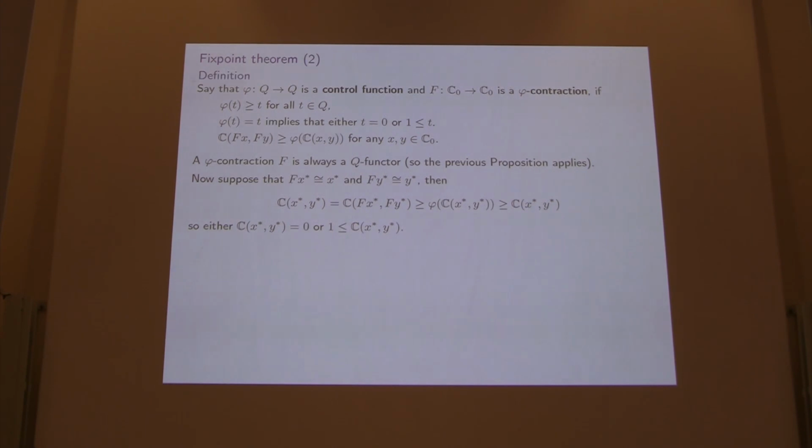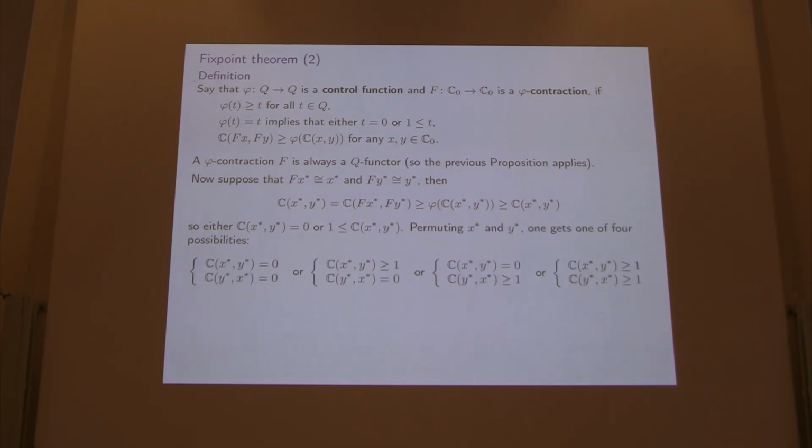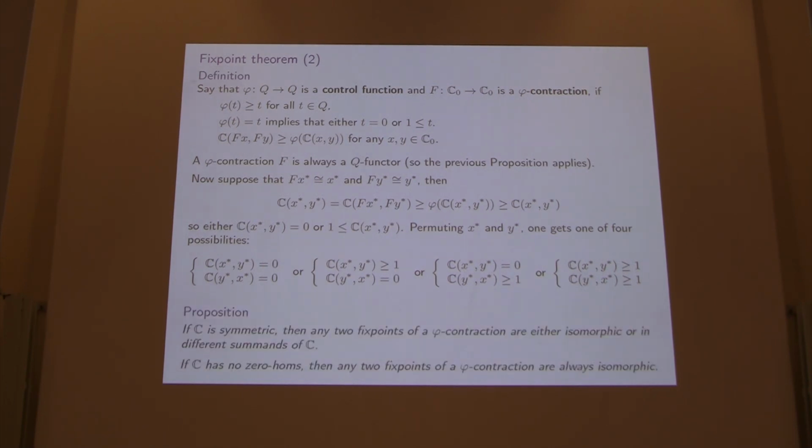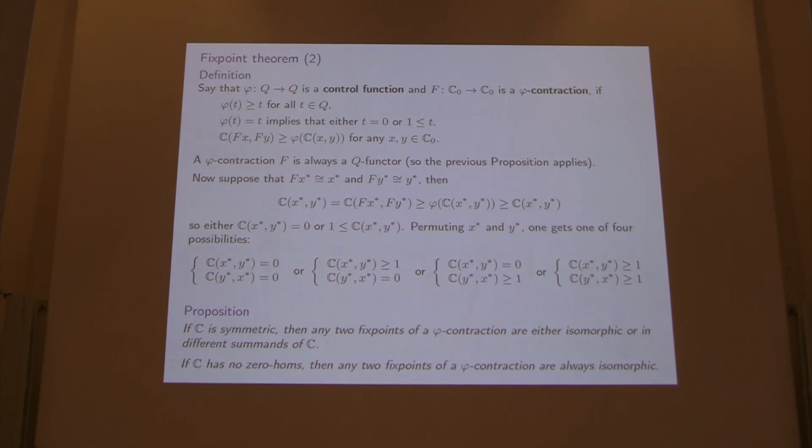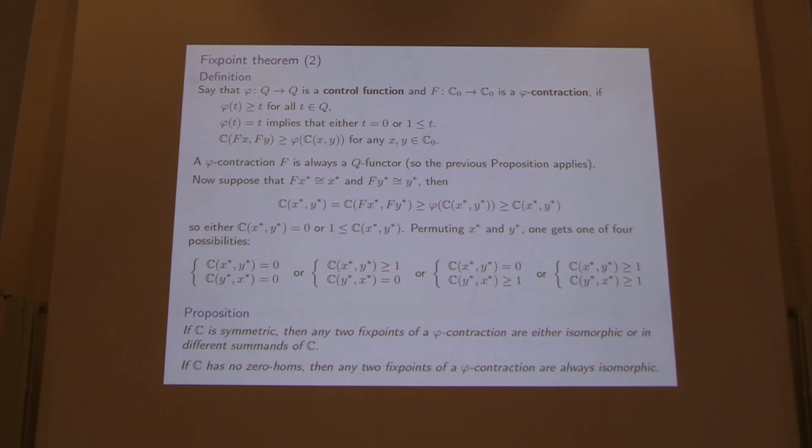So when I now refer to my fixed point conditions on little phi, it means that this hom is either 0 or bigger than 1. It's part of my conditions on phi. Now, permuting x star and y star, this leaves only four possibilities. Either both homs are 0, one is bigger than 1 and the other is 0, the other way around, or both are bigger than 1. What this actually means is that whenever your category is symmetric, which is the case, for example, for an ordinary metric space viewed as a category, then any two fixed points of a phi contraction are either isomorphic, the right-hand possibility where both homs are above 1, or both homs are 0. What this means is that they are in different summands of the category.